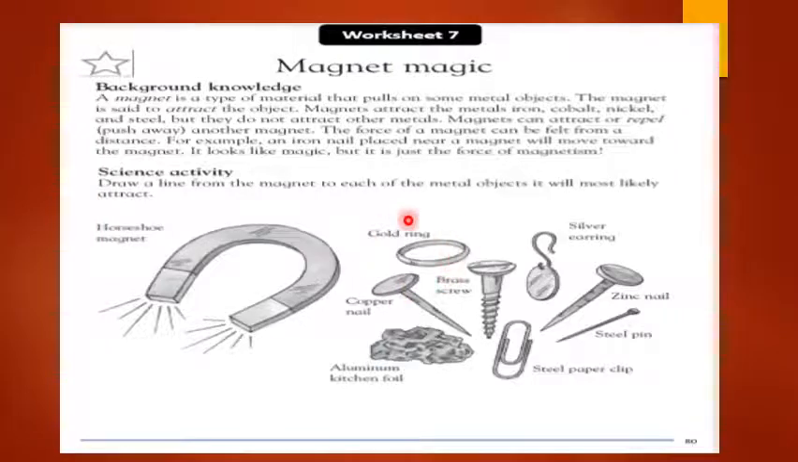So that means that the gold ring will not be attracted, of course. The copper nail is the same. Aluminum kitchen foil, no. Brass screw, and again I will remind you that brass is a mix of copper and zinc, and both of them are non-magnetic. Now we have a steel paper clip, yeah. A steel pen too, very good. So only those two are the objects that will be attracted to the horseshoe magnet.